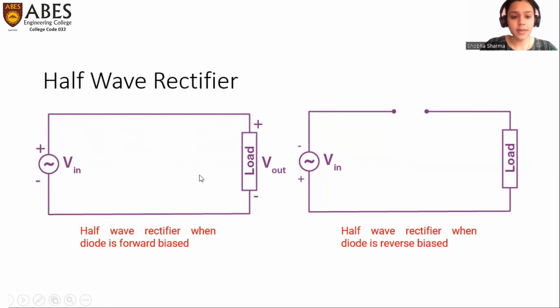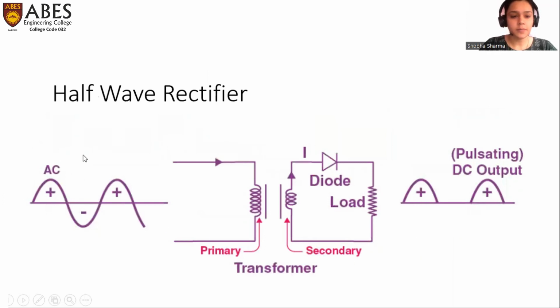Now, in this condition, the circuit is complete and a current will flow in this loop. Due to that current, when it flows through this load, a voltage appears across this load. So, for a positive half cycle, output voltage is obtained across this load. When the negative half cycle comes, this diode is in reverse bias and is replaced with open circuit. Now, since this circuit is incomplete, no current will flow in this loop and we will obtain zero output across this load.